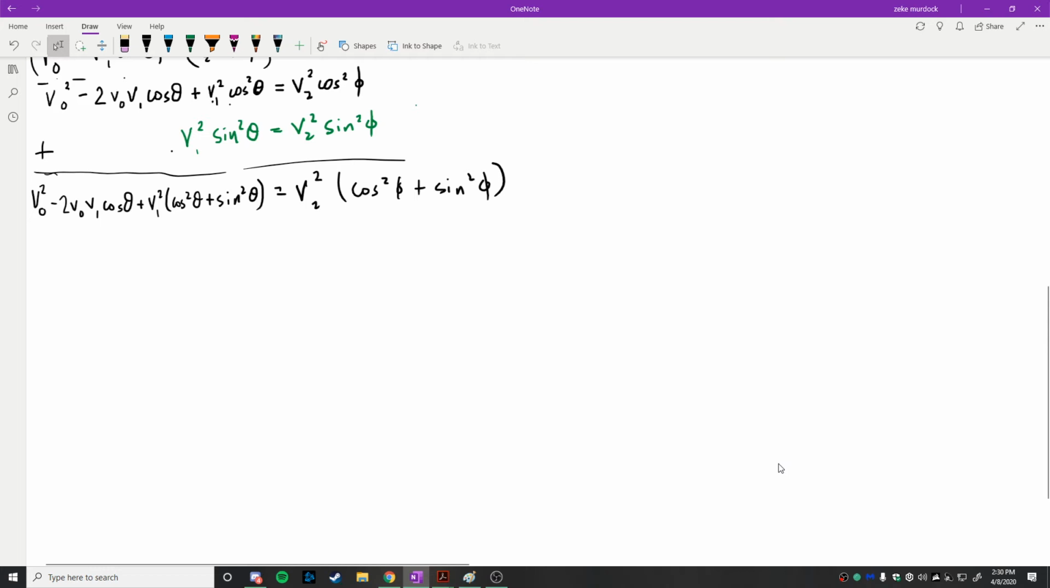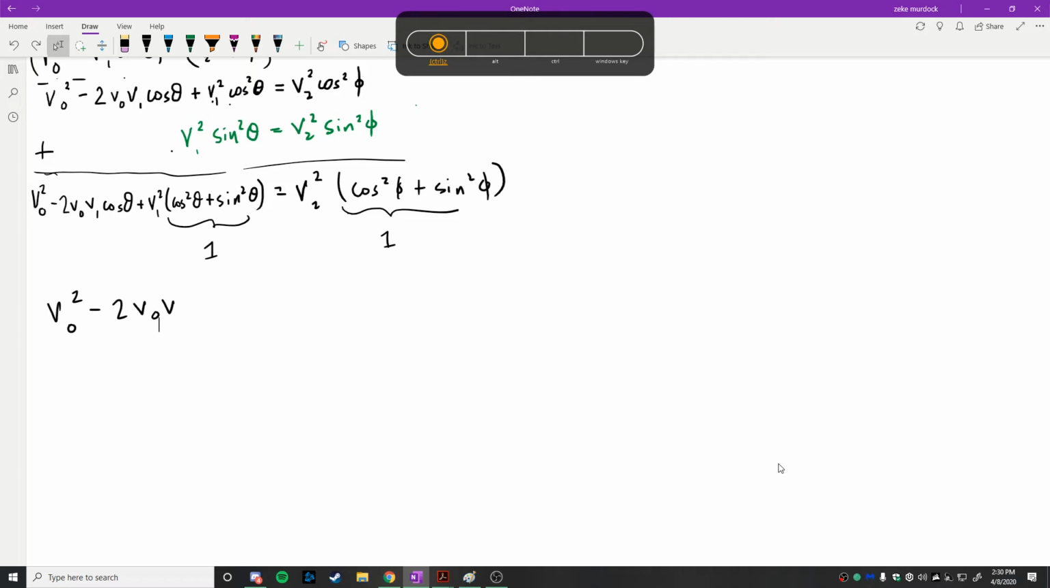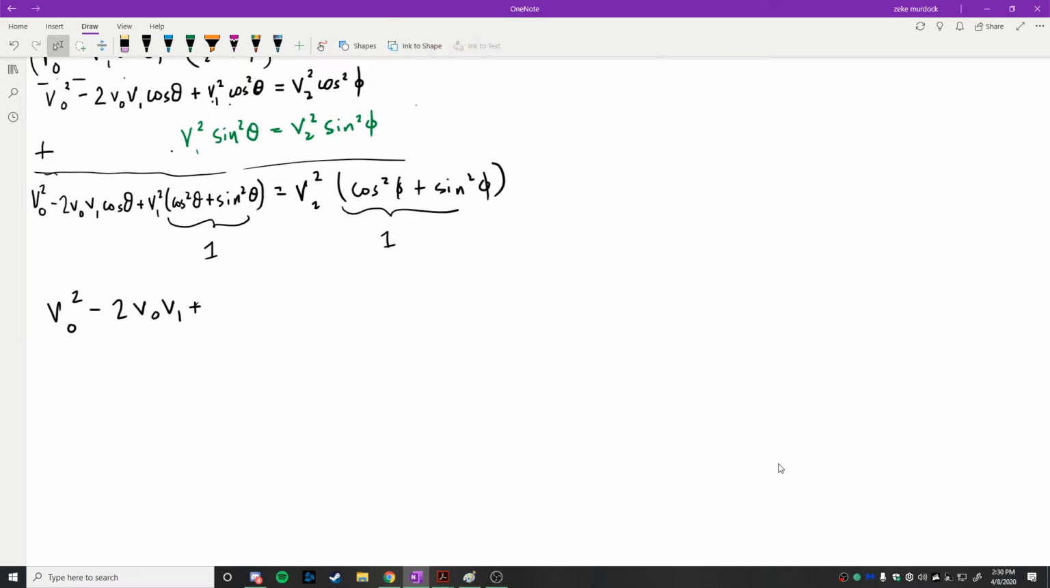So there's our equation, but the great thing is now this is equal to 1, right? It's the one identity everybody can remember. This is also equal to 1. So what we're left with now is v naught squared minus 2 v naught v1 cos theta plus v1 squared equals v2 squared.